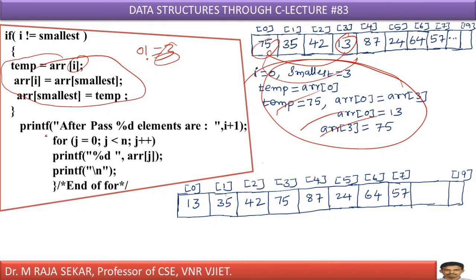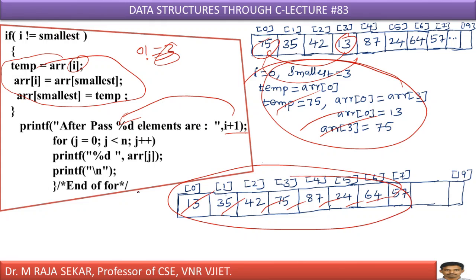After that, what happens? Printf pass %ld. I means what? 0. 0 plus 1, 1. After pass 1 elements are, we are displaying all the elements. Which are the elements? 13, 35, 42, 75, 87, all the elements we are displaying. J equals 0, J less than n, ARR 0, ARR 1, ARR 2, till ARR of 7, we are displaying all the elements. Again, this is the end of the for loop.